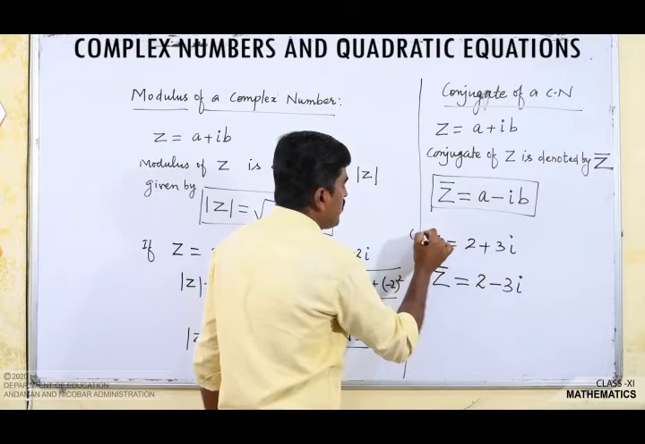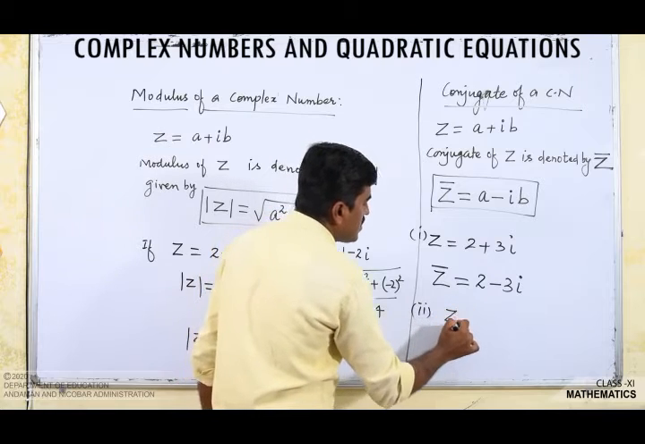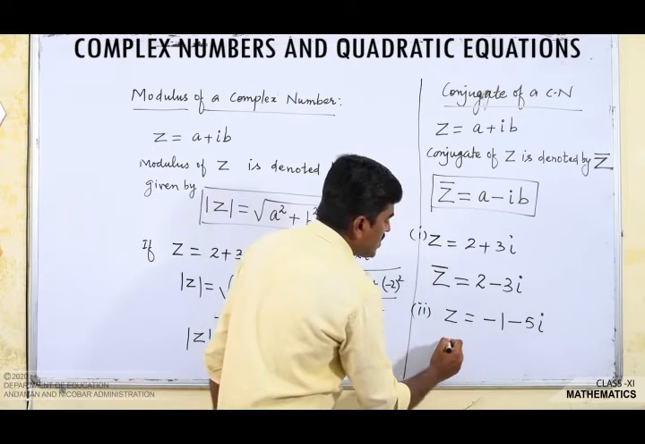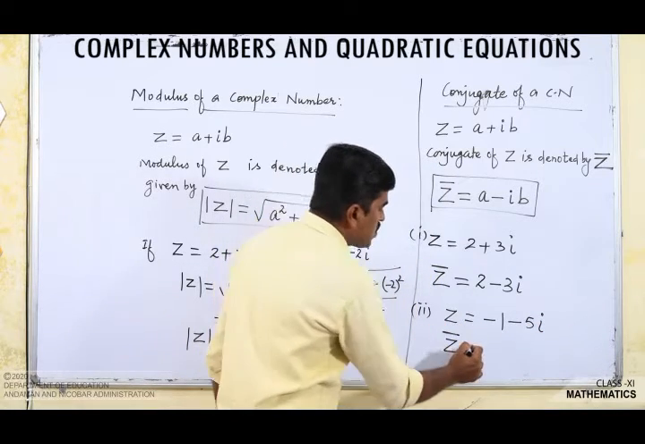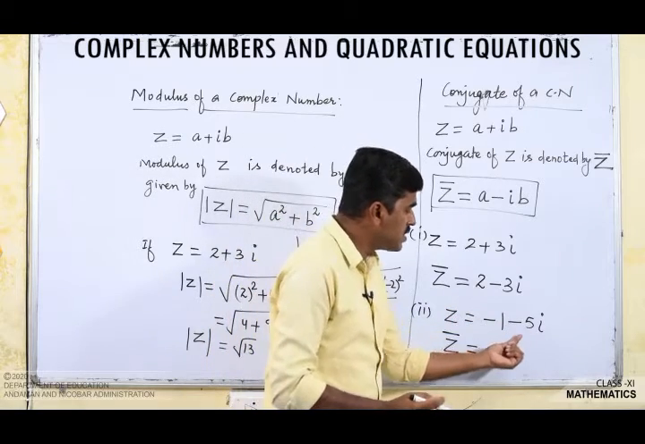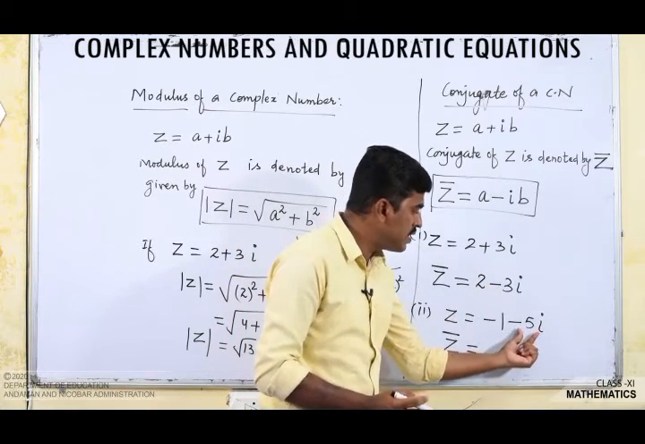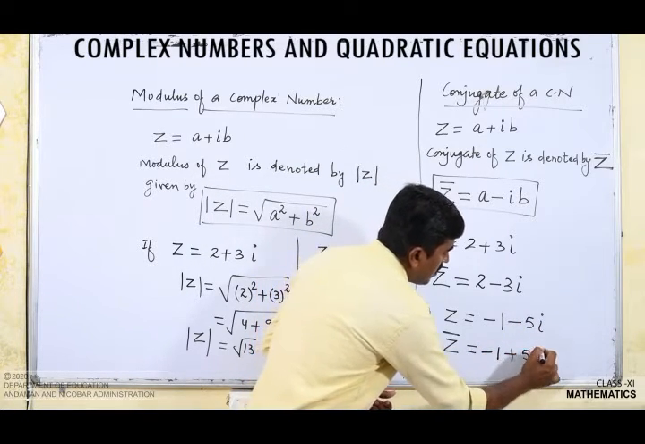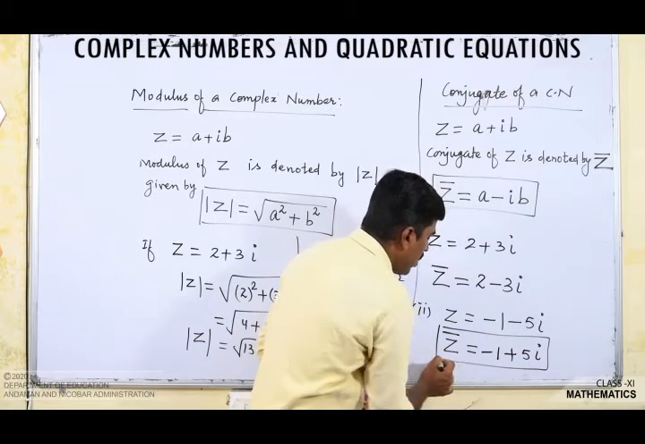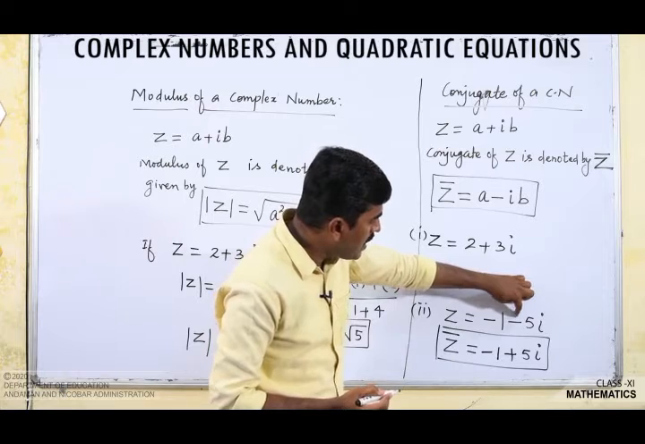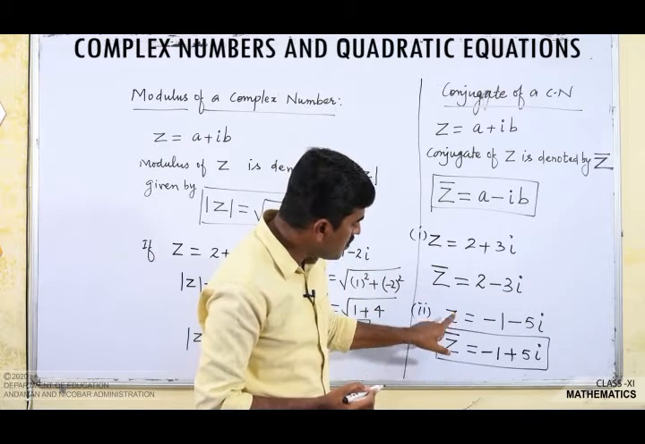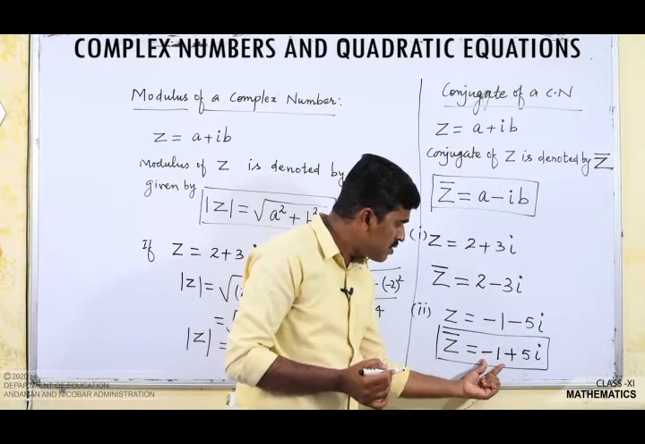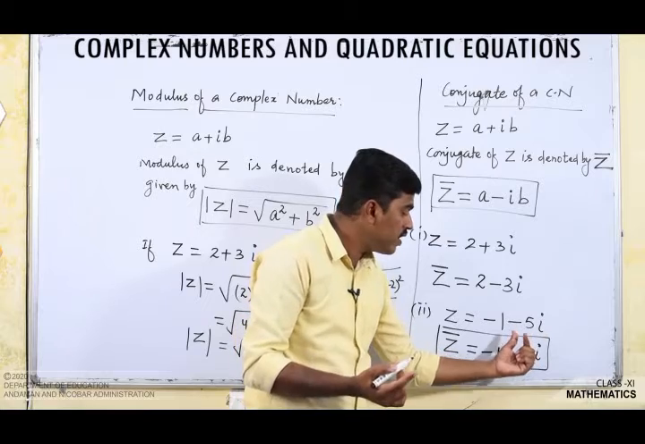Now this is example number 1. Example number 2. Suppose z is equal to minus 1 minus 5i. Now what is the conjugate of this complex number? That is z bar is equal to, what we have to do? We have to change the sign of the imaginary part. So what is the imaginary part here? It is minus 5. So we have to write minus 1 plus 5i. So this is the conjugate of the complex number minus 1 minus 5i. So what is the conjugate of z? Here z bar is equal to minus 1 plus 5i. The real part remains as it is and we have to change the sign of the imaginary part.